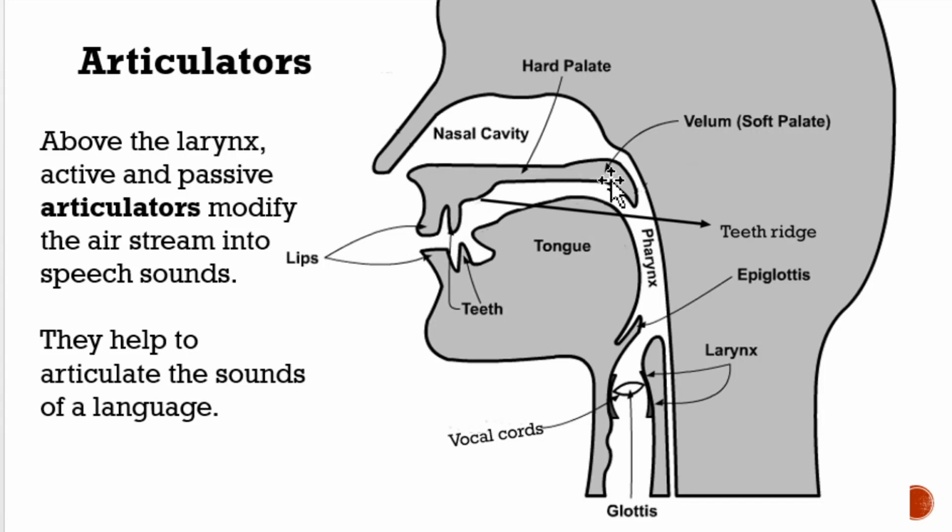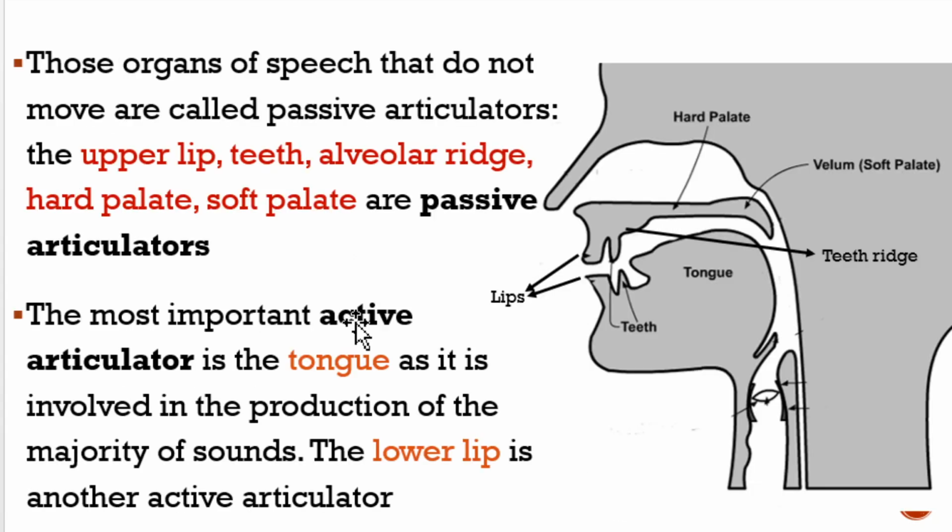Then you have the roof of the mouth, which is divided into the hard palate and the soft palate. We'll come into details later. And you have the nasal cavity here. The soft palate can be moved up and down, and it can sometimes close the nasal cavity. In most English sounds, the nasal cavity is closed and air flows through the mouth. In some sounds, the nasal cavity is partly open, and sometimes sound passes entirely through the nasal cavity. We will look at all those things in the coming slides.